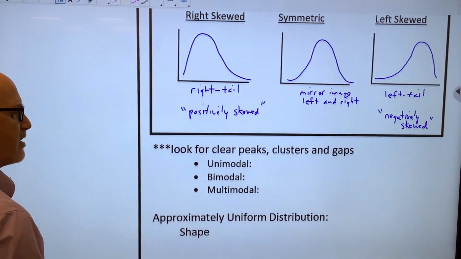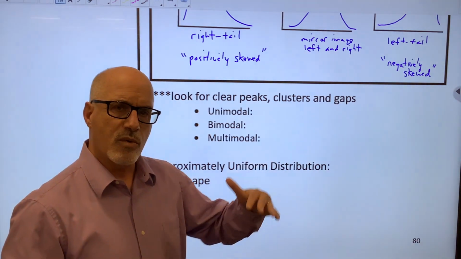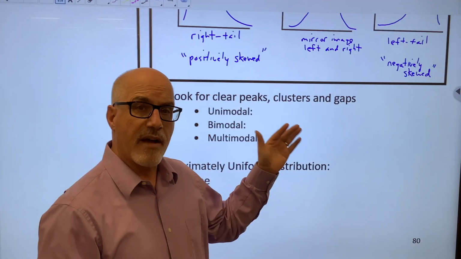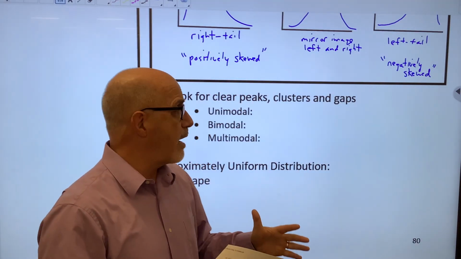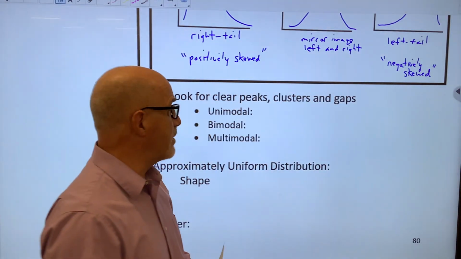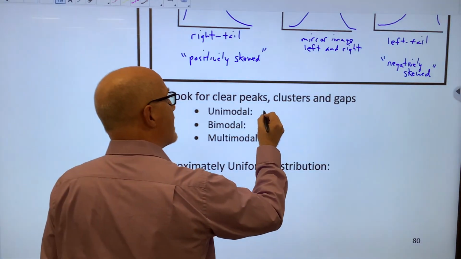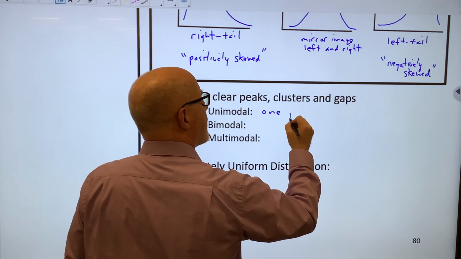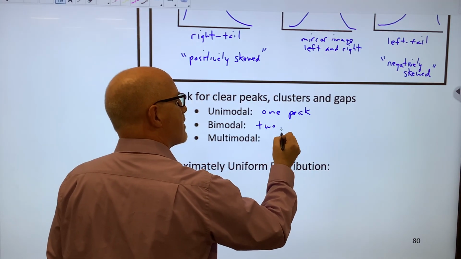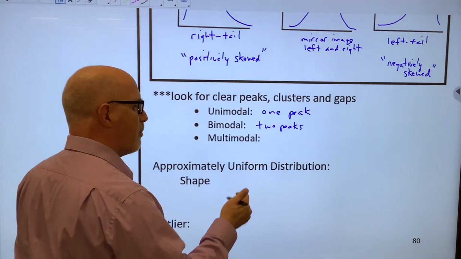Now, let's take a look at what you might look for when you're looking at graphs. Sometimes it isn't so clear cut. What you want to look for are clear peaks in the graph, clusters of data on the graph, and then gaps in the graph. That will help us describe what's going on with the data. With the peaks in the graph, if there's one peak, that's called unimodal. If it's bimodal, there are two peaks. And if we go more than two peaks, we call it multimodal.